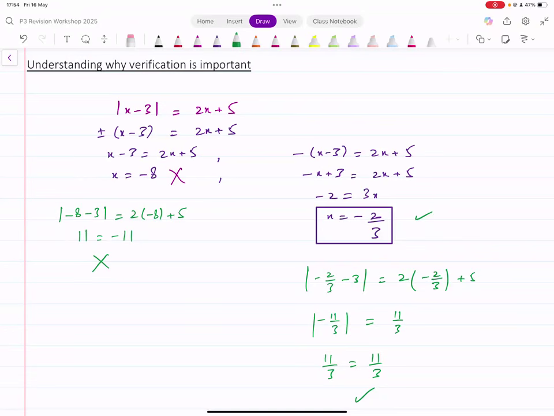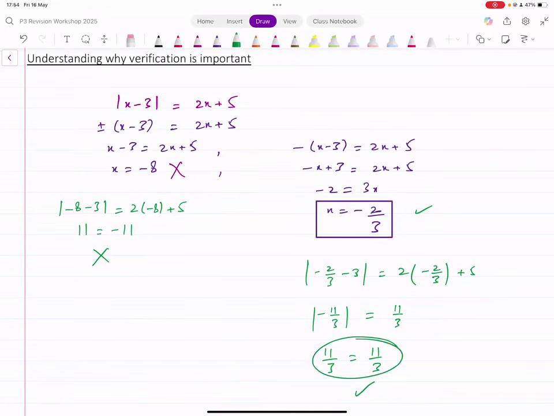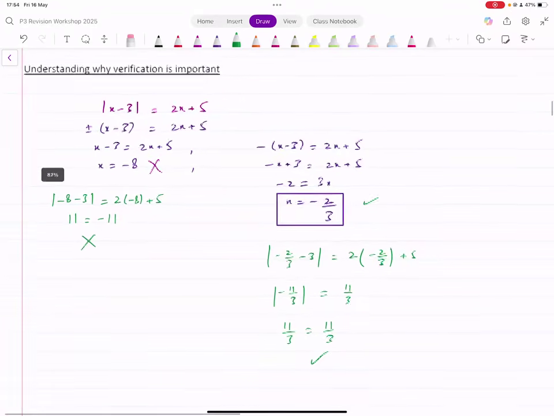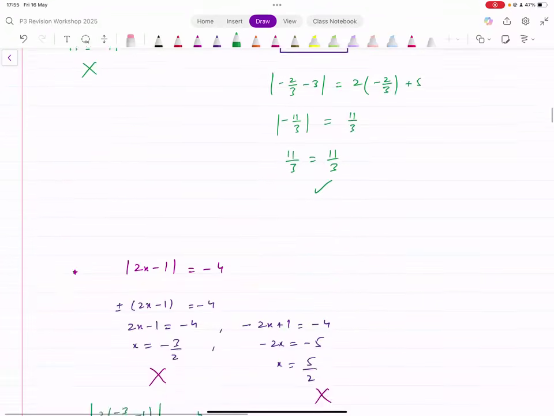If you try -2/3, you can see that working here. In that case, you get 11/3 equals 11/3, and that does satisfy the equation. So you would say only x equals -2/3 is the solution of this equation. Okay, so you always have to verify answers whenever you're solving equations involving modulus function. That's important.